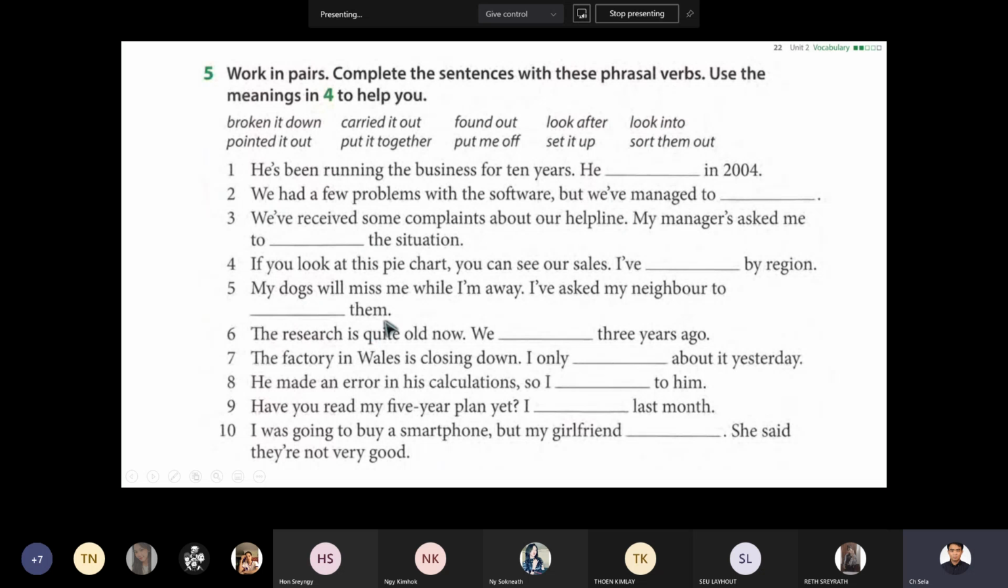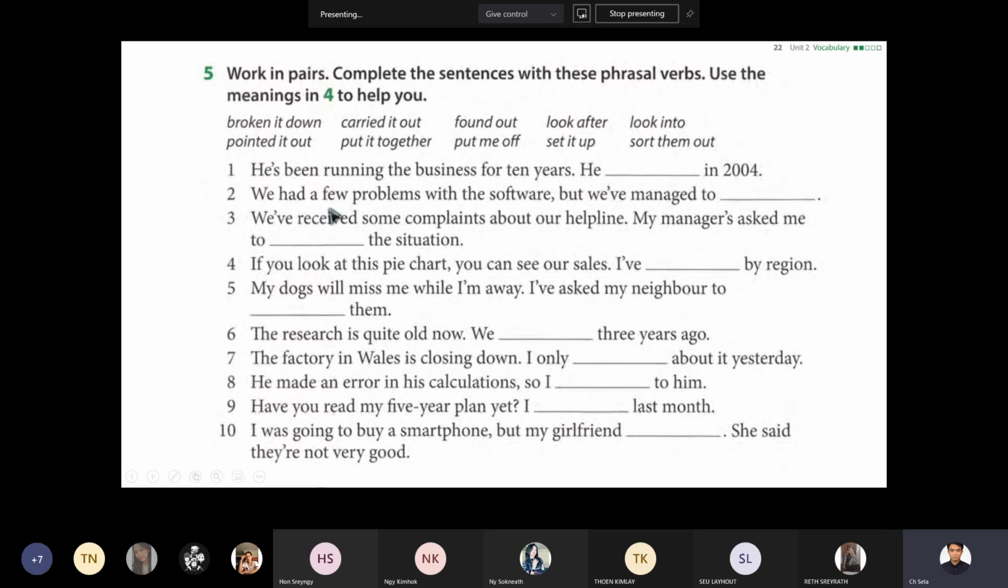Number five, my dogs will miss me while I'm away. I asked my neighbor to look after them. Number six, the research is quite old now. We carried it out 3 years ago. Number seven, the factory in Wales is closing down. I only found out about it yesterday. Number eight, he made an error in his calculation, so I pointed it out to him. Number nine, have you read my 5 year plan yet? I put it together last month. Number 10, I was going to buy a smartphone, but my girlfriend put me off. She said they're not very good.